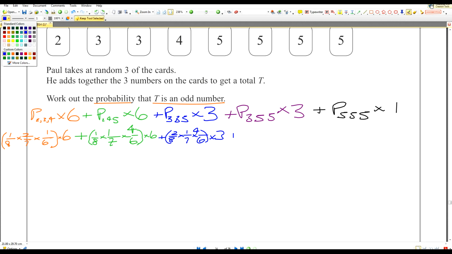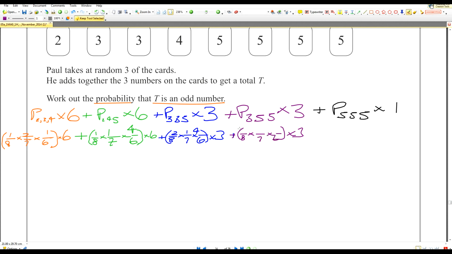Okay, here comes the next question. So you have the probability of a 3 and a 5 and a 5. Probability of this, so again, same format as the first one, first pick. We have 8 cards, then we have 7 cards, and then we have 6 cards.